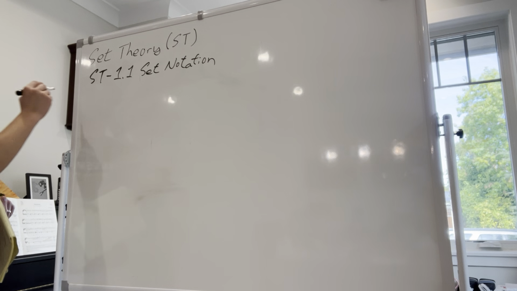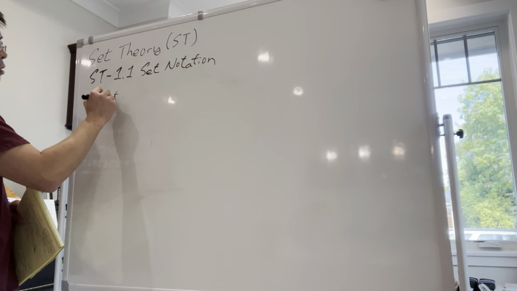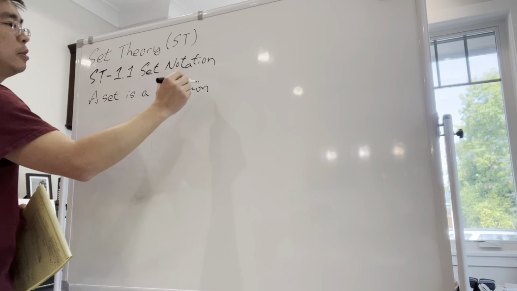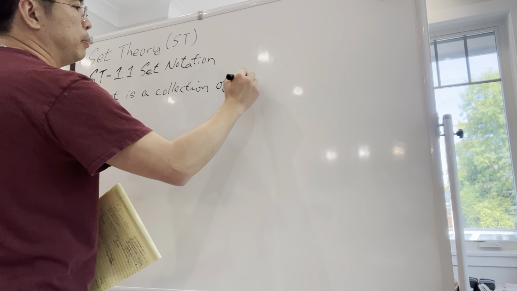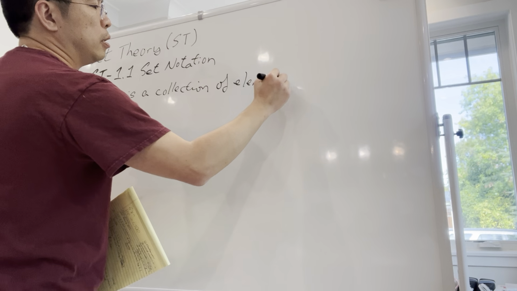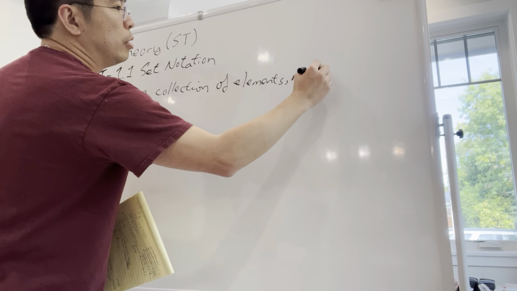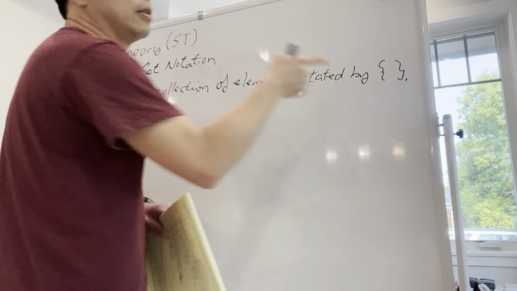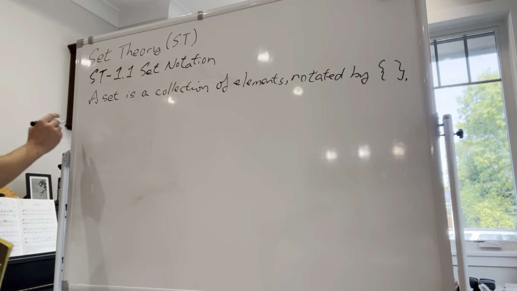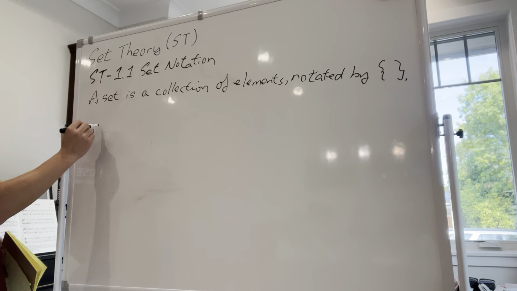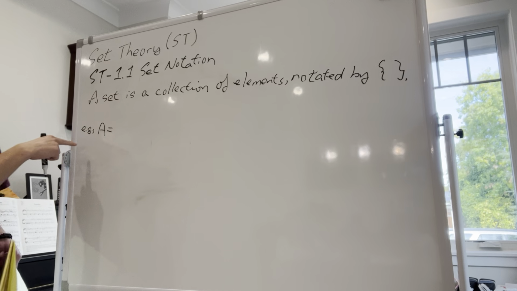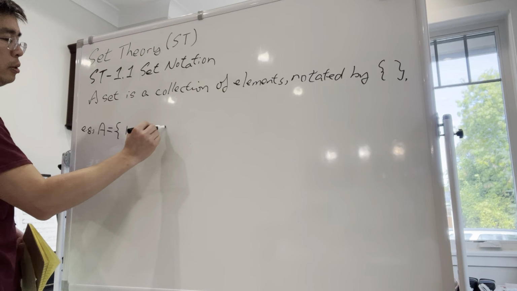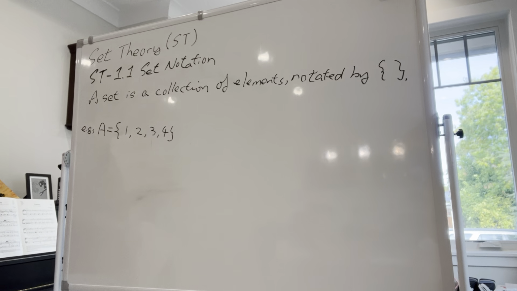A set is basically a collection of elements notated by curly brackets, like this one. Let me give you a couple of examples. For example, this is a set A, and it could have just 4 elements: 1, 2, 3, 4. Okay?